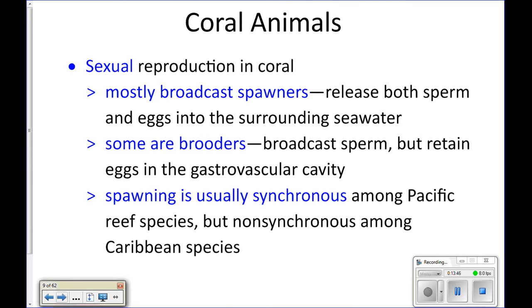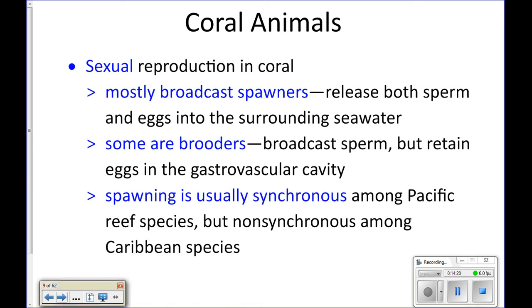Corals do sexual reproduction. Most of them do spawning, where they release their eggs and sperm into the water column. So they'll be broadcast spawners. Some of them will be brooders. They will release sperm into the water, but they will keep the egg in the gastrovascular cavity, and then they'll filter water through that gastrovascular cavity to bring sperm in to fertilize the egg. And then they allow the egg to develop a little bit and then release it. So they'll do broadcast spawning or they'll be brooders.